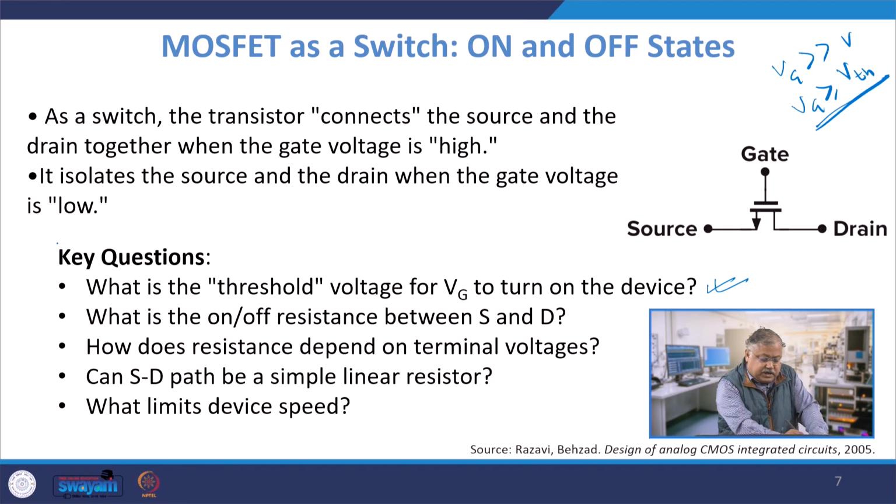Now just look at these key questions, and try to answer them yourself from the knowledge you have gained till now. You will be able to do that very easily. For example, how does the resistance depend on the terminal voltages? Of course, as the gate voltage goes on increasing, you will have more and more charge carriers, and therefore the resistance will go on falling and the current will increase.